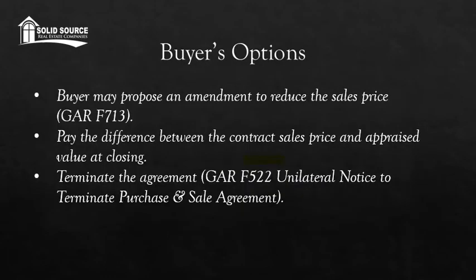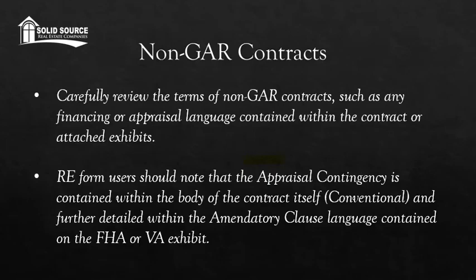Now, a buyer may propose an amendment to reduce the sales price. They could pay the difference between the contract sales price and appraised value at closing, or unilaterally terminate the agreement. Carefully review the terms of any non-GAR contracts, such as financing or appraisal language contained within the contract or on any attached exhibits. RE form users should note that the appraisal contingency is contained within the body of the contract itself and further detailed within the amendatory clause language contained on any VA or FHA exhibits.